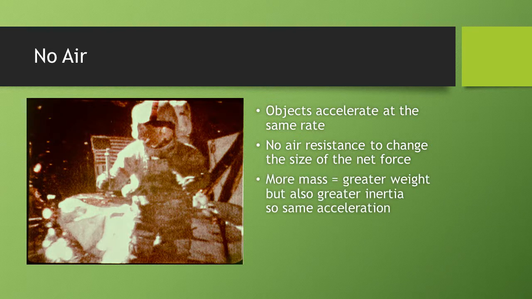However, on the moon, there is no friction force, no air resistance, and even though the hammer has got more mass, and therefore a greater weight force, it also has larger inertia. So it needs that bigger force to accelerate. In contrast, the feather's got a smaller mass, therefore a smaller weight force, but that also means it's got smaller inertia. So in both cases the acceleration is the same, and they will hit the ground at the same time.